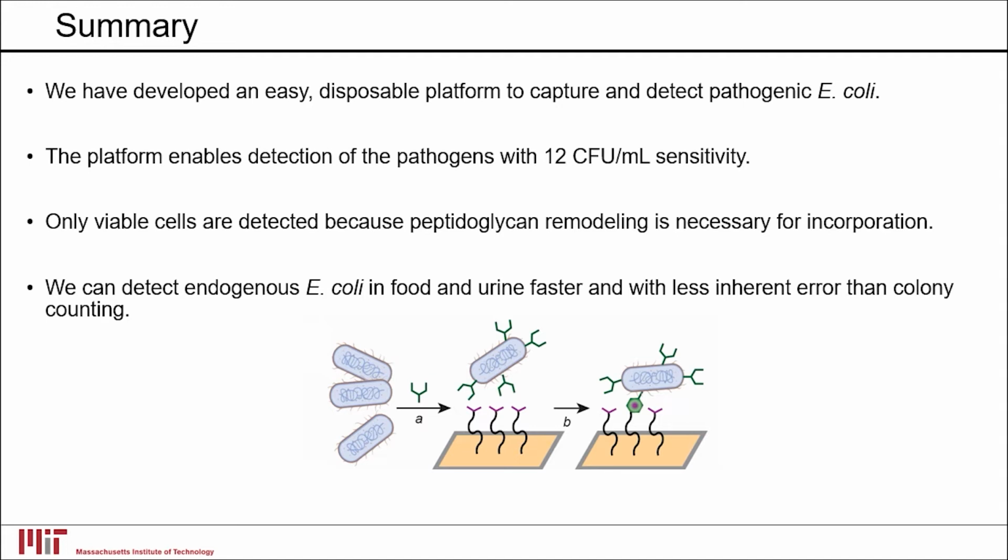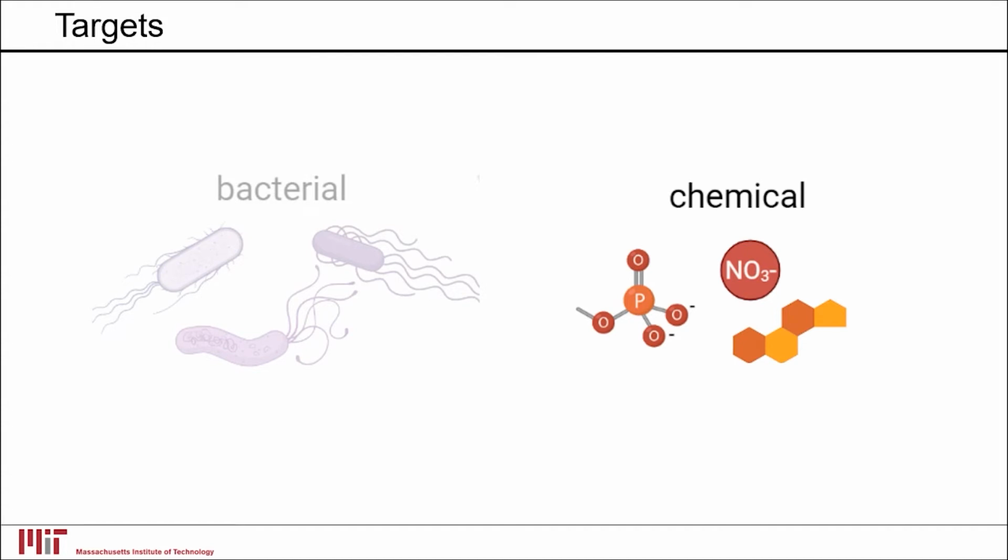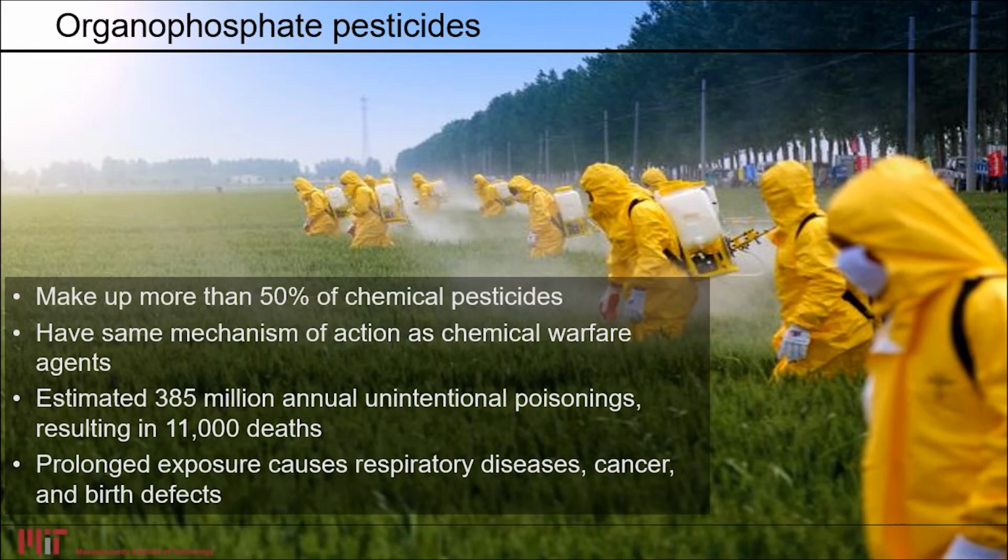So this is how we can use the inherent activity of cells, in this case peptidoglycan remodeling, to detect pathogenic bacteria. But what we also wanted to do is to think about if we could use beneficial properties of cells to detect chemical contaminants. Specifically, what we were interested in detecting are organophosphate pesticides. This is a class of chemical pesticides that makes up about 50% of the pesticides used globally. Importantly, these chemicals have the same mechanism of action as chemical warfare agents.